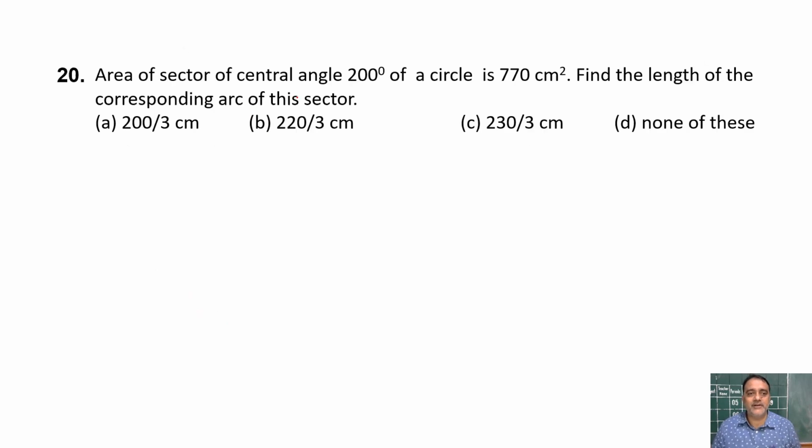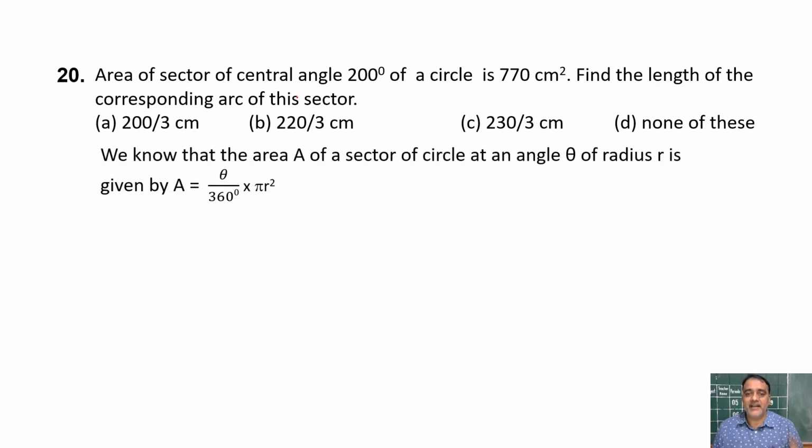So now we are moving toward question number 20. Area of sector of central angle 200 degree of a circle is 770 centimeter square. Find the length of the corresponding arc of this sector. So area of sector is given and theta is given. Okay. So we'll write the same step. That is area of sector is equal to theta upon 360 into pi r square. And area is given 770, theta is given 200 and the value of pi is 22 by 7.